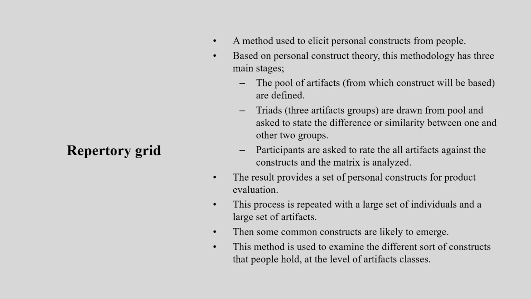Based on personal construct theory, this methodology has three main stages. First, the pool of artifacts needs to be defined. First we need to identify those artifacts and we need to define them. Triads are drawn from that pool. So majorly, three groups of artifacts, that's why it is called a triad. Then we ask participants to state the differences and similarities between one and the other two. That comparison is what we try to build.